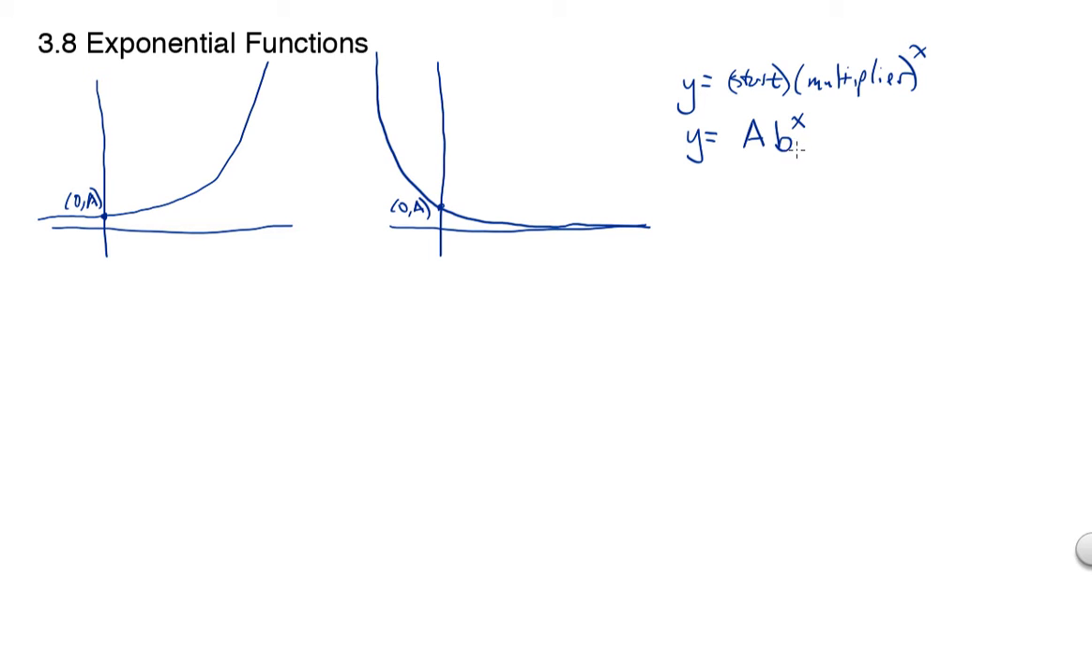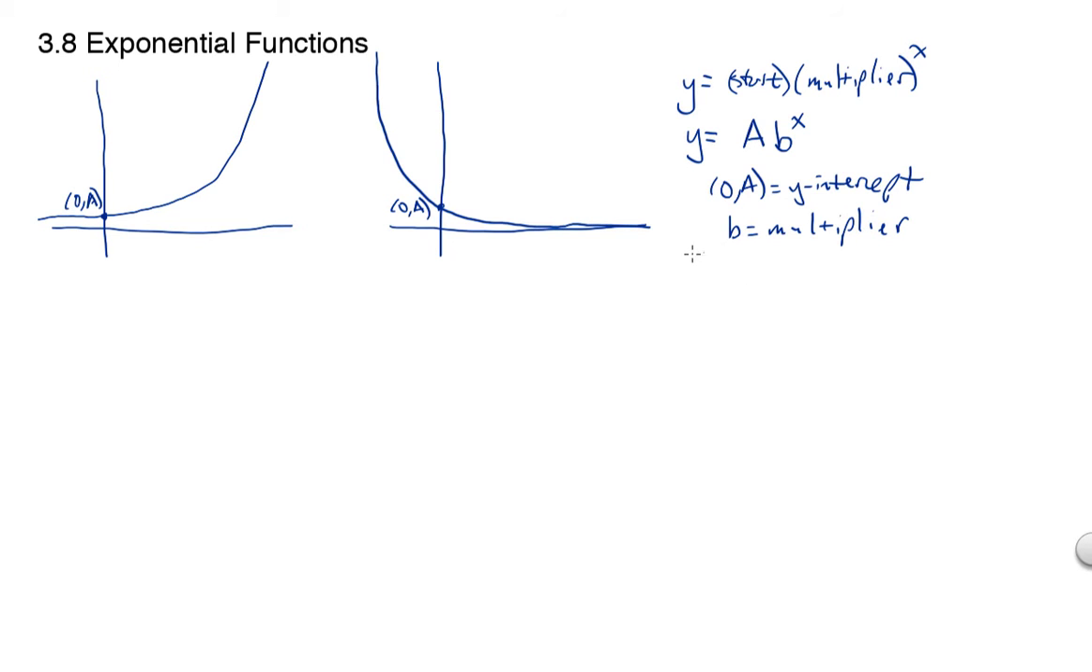Remember, this b is not the same as the b in linear functions. The b in linear functions is the y-intercept. Here, a is the y-intercept, and b is our multiplier.